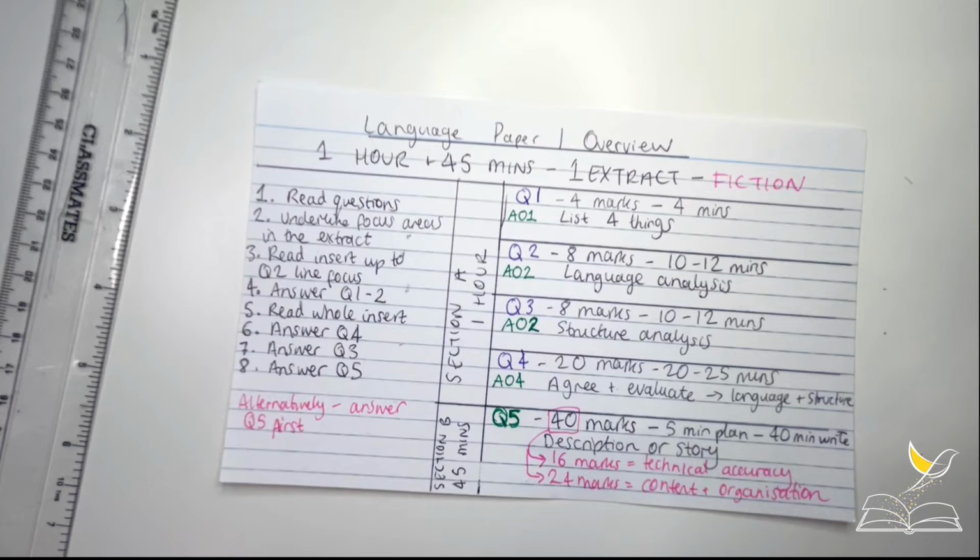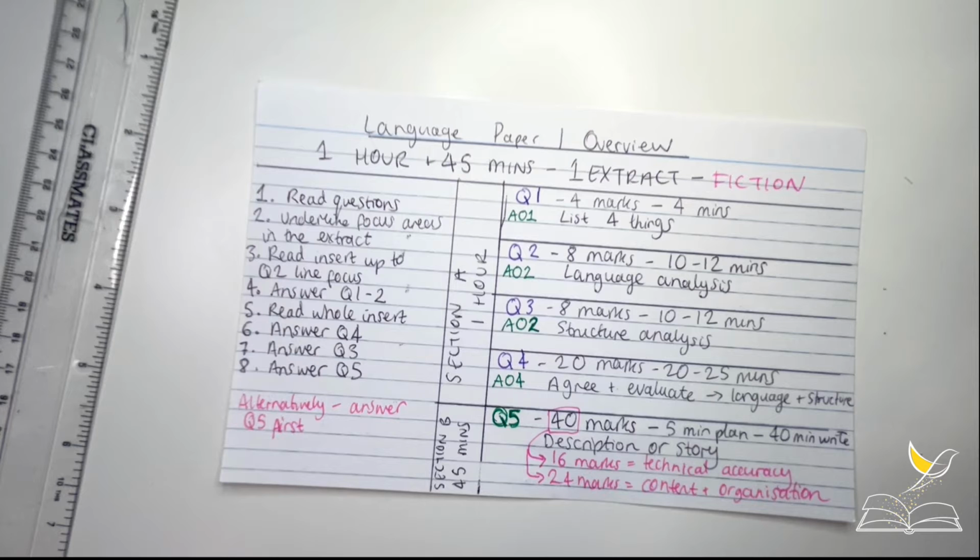So by that I mean question 1 might just be about lines 1 to 4, so I would underline or draw a box around that. Then I would read the insert up to only question 2, so I can just focus on the section of the text I need for question 1 and 2. Then I would read the whole insert.